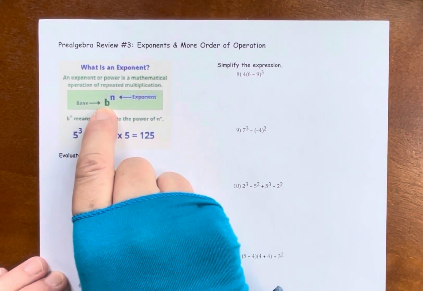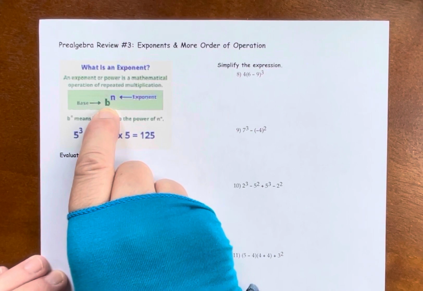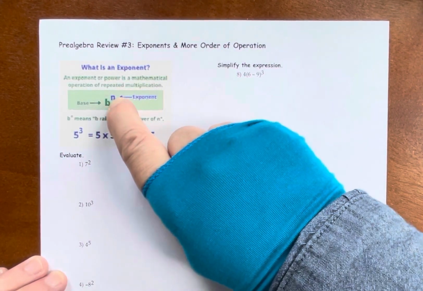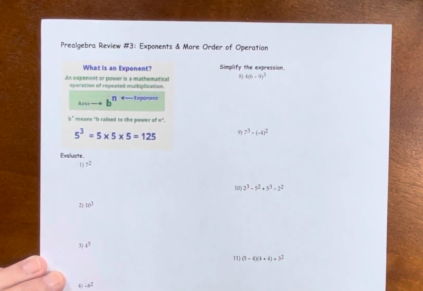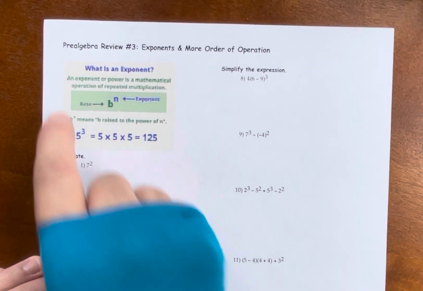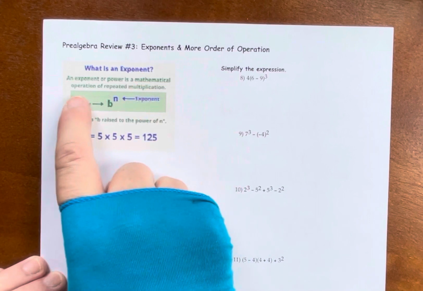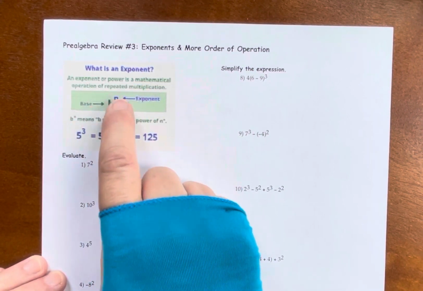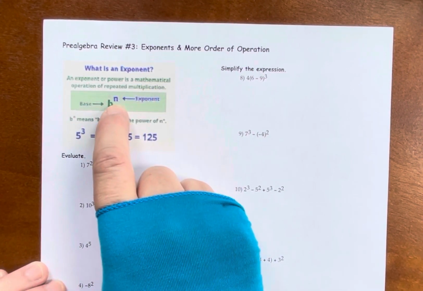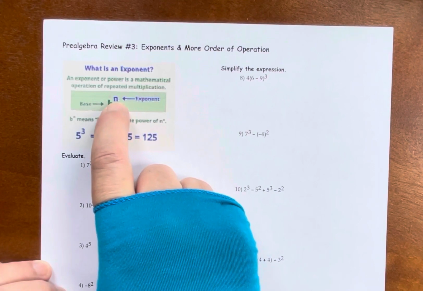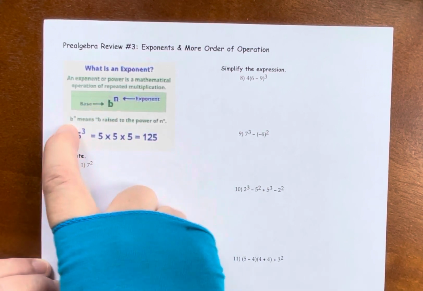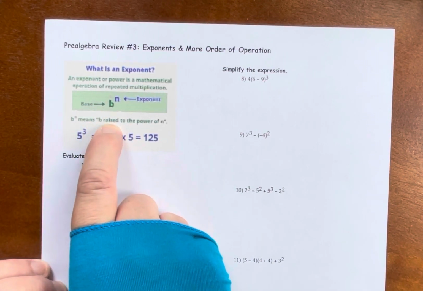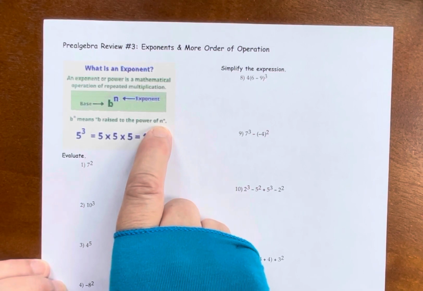When you have a number like this, it's called the base, and something written up above it on the right, that's the exponent. It's also called the power. So it says an exponent or a power is a mathematical operation of repeated multiplication. So it's telling us actually to multiply, and that number, the exponent, the power, is telling us how many times we multiply the base out. So b to the n means b raised to the power of n. That's how you read it.